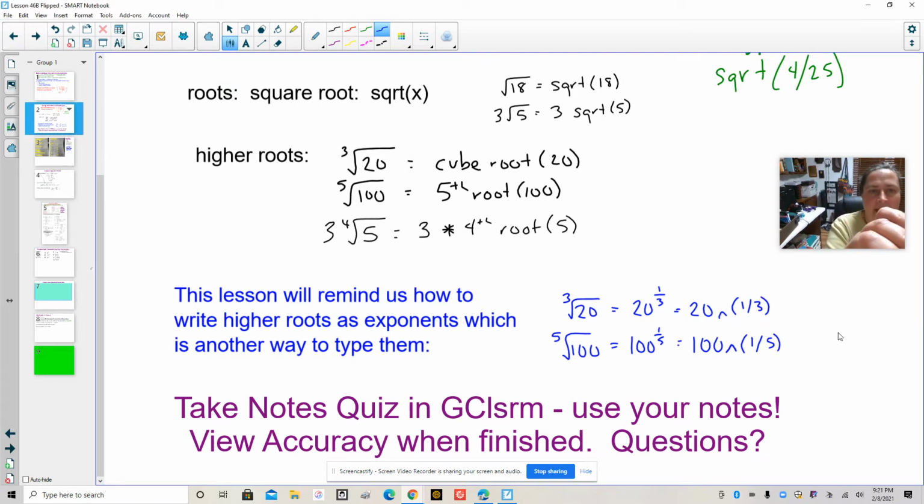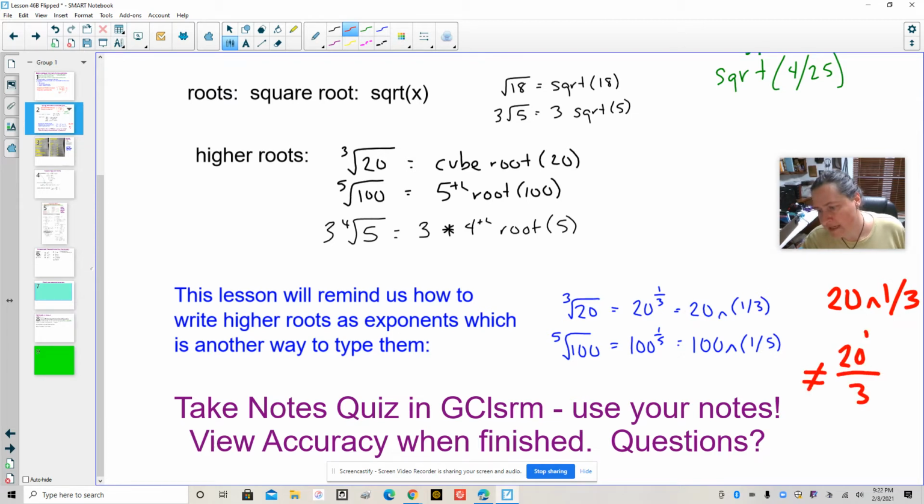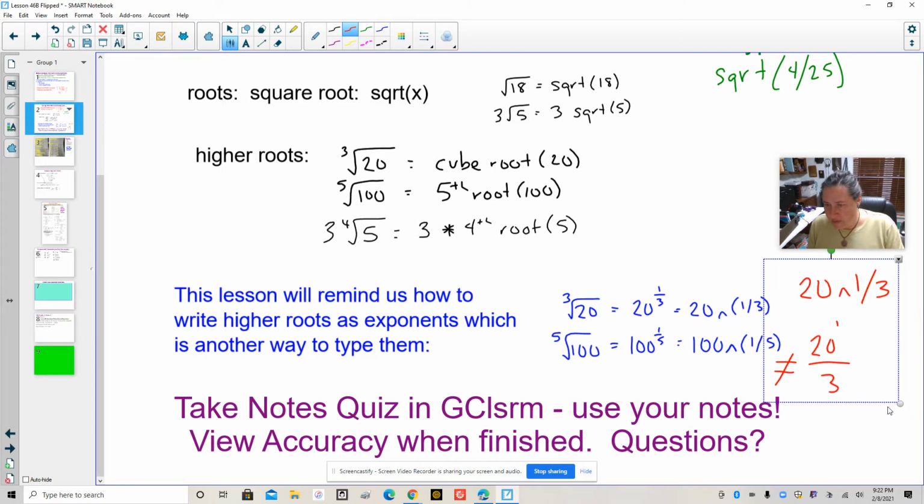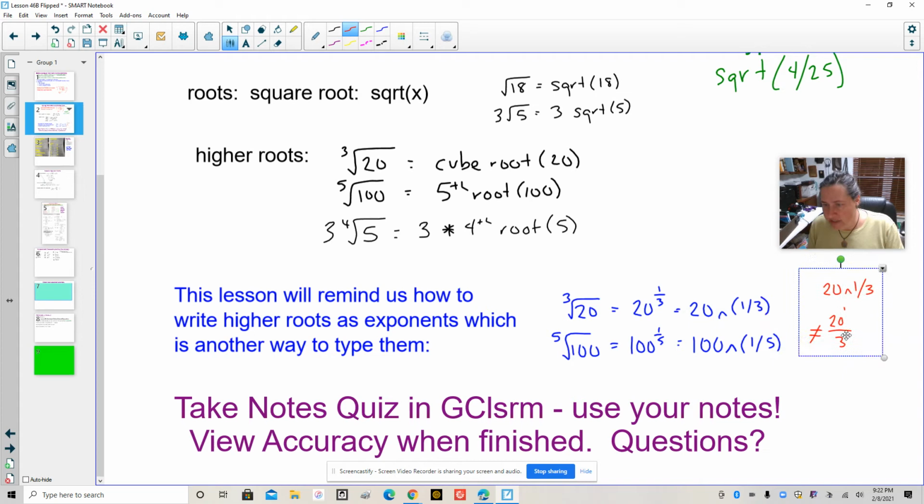So let me tell you what that just was. If I said 20 to the first divided by 3, that would be 20 to the first, divided by 3, which is not at all the same. So please be careful of that, okay? The second example is that fifth root of 100. We would write it as 100 to the 1/5. Make sure that 1/5 is the exponent altogether as shown by the parentheses.